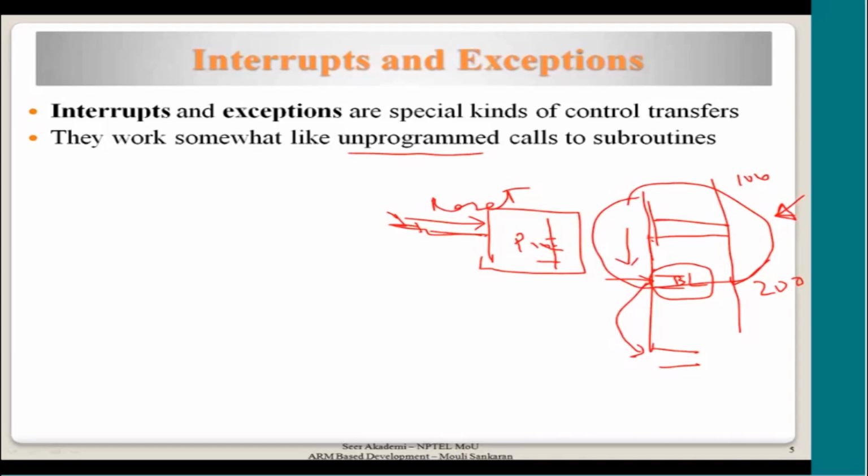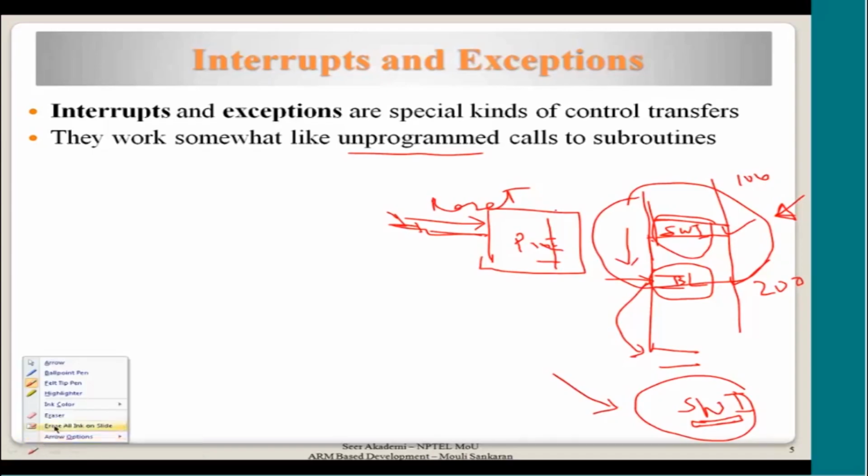But there is one exception to this logic, which I will tell you. That is a software interrupt, which is the SWI instruction. There you can generate the exception by putting an instruction SWI. Except for that, everything is unprogrammed. Maybe you can call this a programmed one, because as a programmer you are putting a SWI, which is software interrupt. So through software you are generating an interrupt. That's why it's called SWI. Except for this, everything else is unprogrammed.